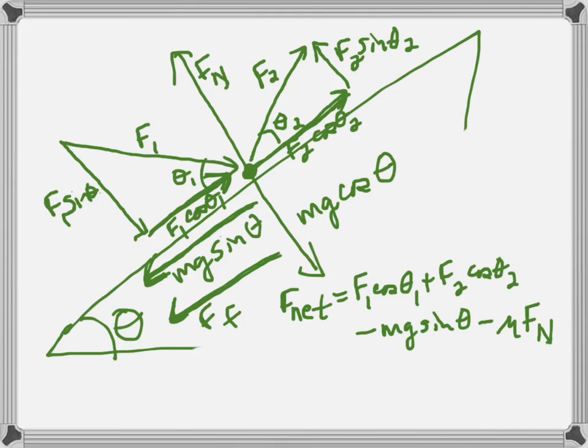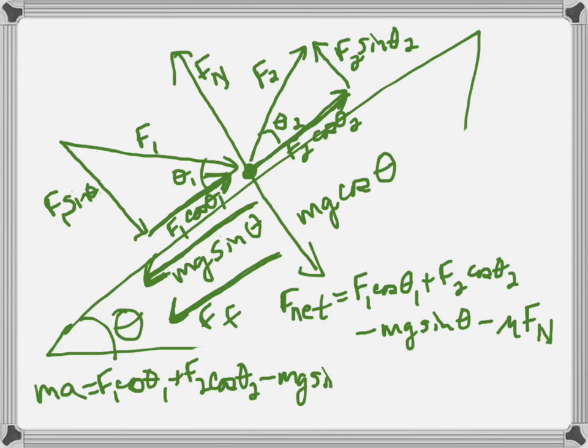So if I rewrite this equation, watch how ugly this can get. Ma is F net, which equals F1 cosine of theta 1 plus F2 cosine of theta 2 minus mg sine of theta minus mu times normal force. Look how bad this is. What's normal? What's this force right here?